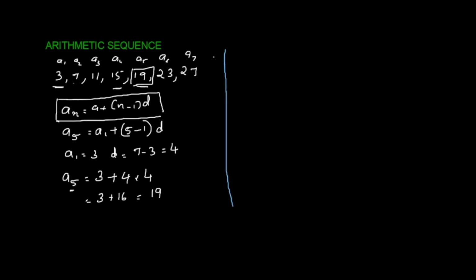Next thing is, we need to calculate the sum of n terms. How we can find out the sum of n terms? For that, we have to get a formula, that is Sn is equal to n by 2 into a1 plus an, or we can say that n by 2 into first term plus last term.